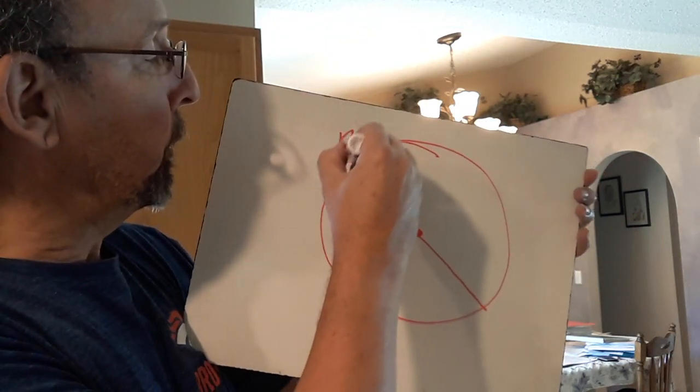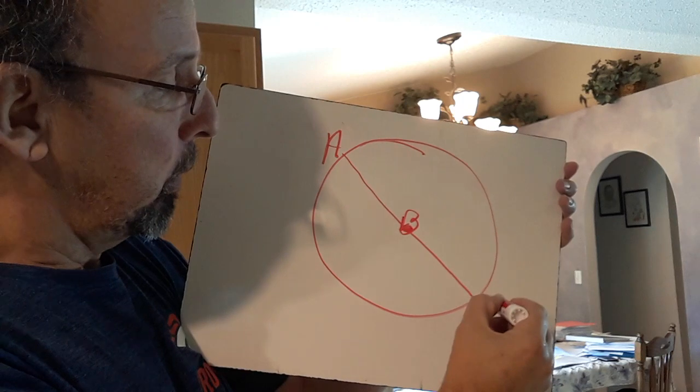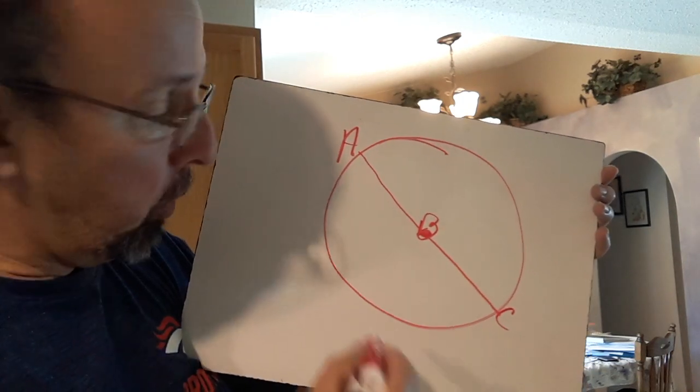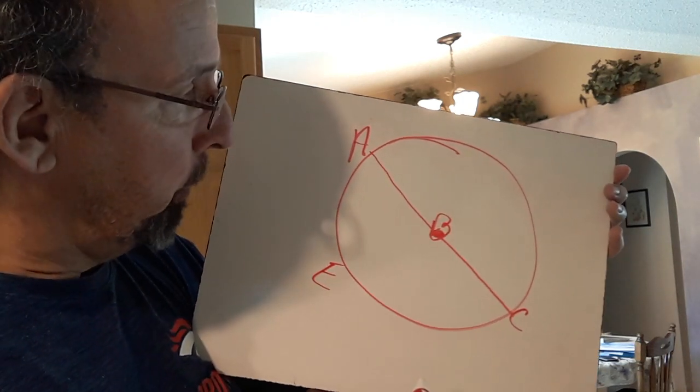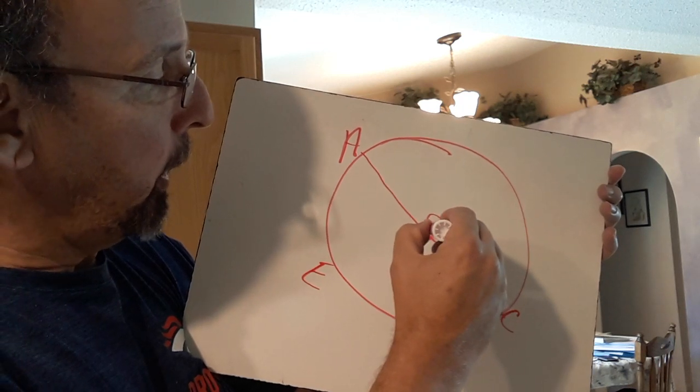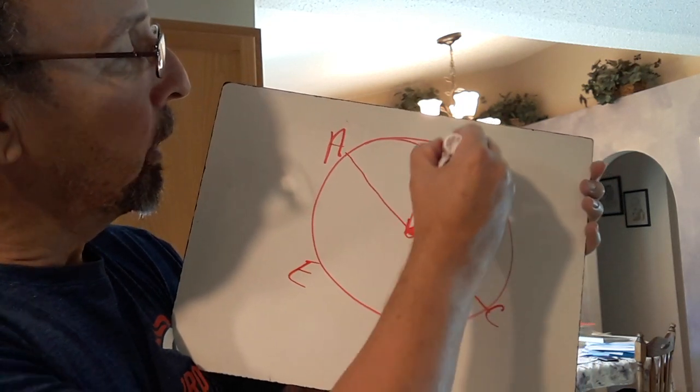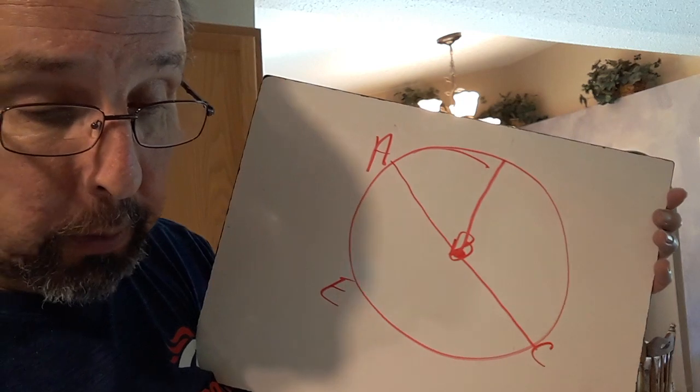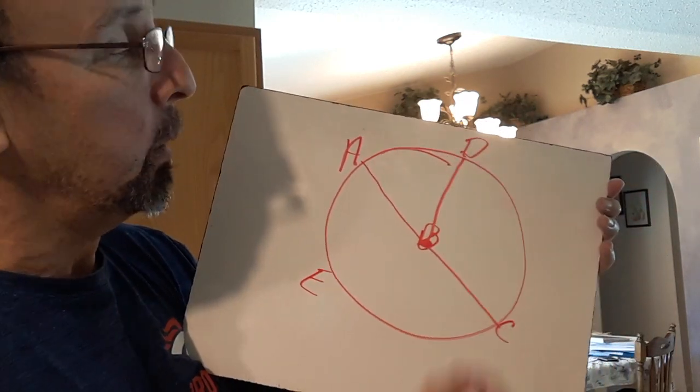We're going to call this A. We're going to call this B. We're going to call this C. We're going to call this arc over here E. And then we're also going to have a radius coming out here, and we're going to call this point D.